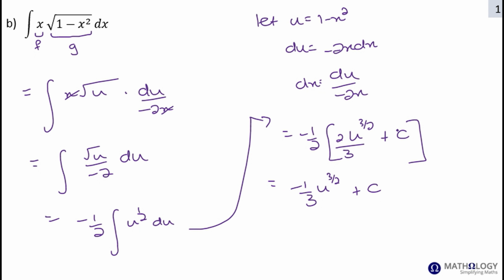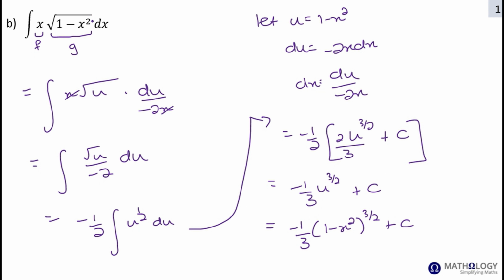When you differentiate a constant, the derivative of a constant is always going to be 0. So it's irrelevant what you call this constant here. Just remember that we let u be 1 minus x squared. So it's minus a third times 1 minus x squared to the 3 over 2 plus c.